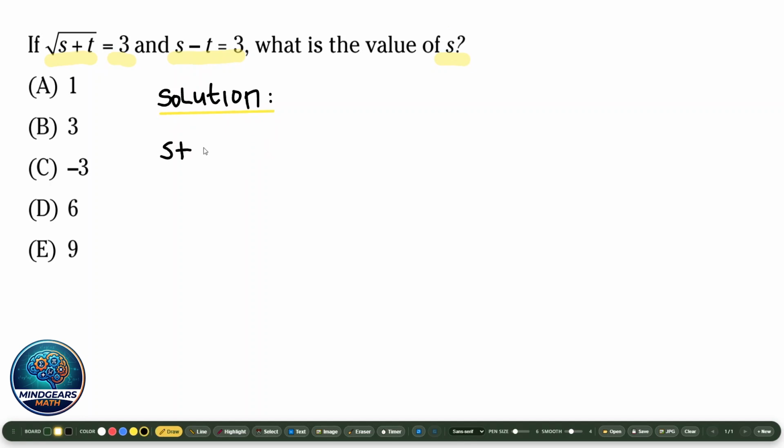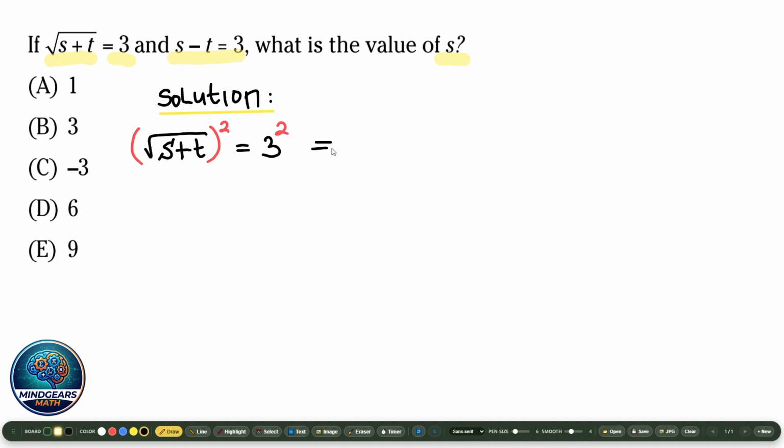First, let's deal with the square root. It's much easier to work with whole numbers. So we take the first equation, the square root of s plus t equals 3. To get rid of that radical, we simply square both sides.